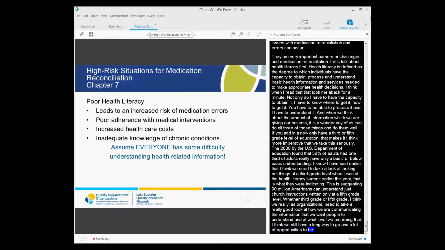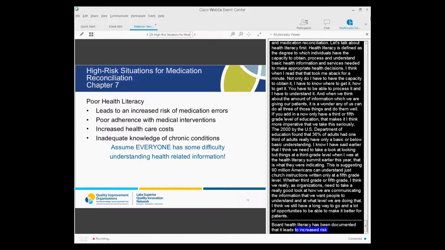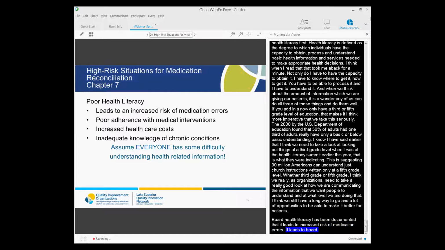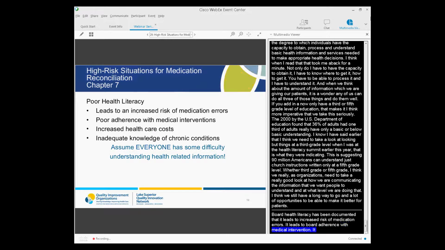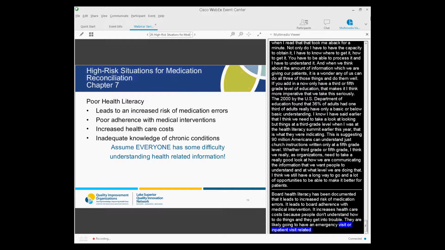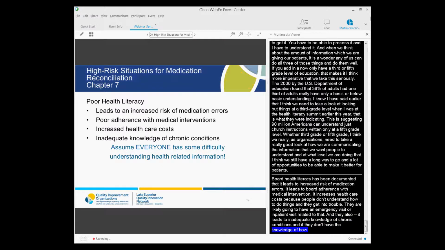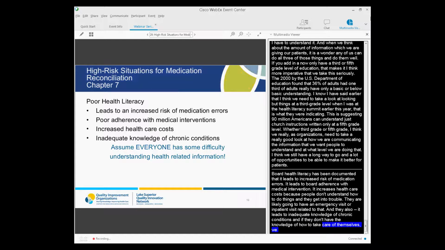So poor health literacy is documented to lead to an increased risk of medication errors. It leads to poor adherence with medical interventions. It increases healthcare costs because if people don't understand how to do things and then they get into trouble, they're likely going to have an emergency visit or an inpatient visit related to that. And it also leads to inadequate knowledge of their chronic condition. And if they don't have the knowledge of how to take care of themselves, then we really can't expect them to be adherent or to be anything else.